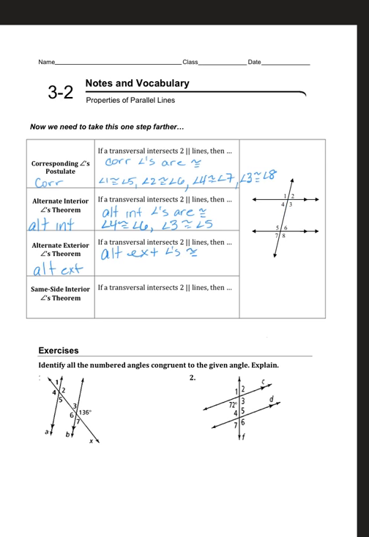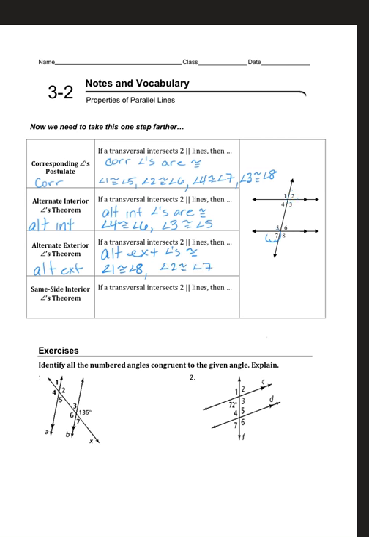All right, so alternate exterior angles, so that means it's going to be outside, so we're talking about above or below the 2 lines. So angle 1 is outside on the left, so angle 8 would be outside on the right, so angle 1 is congruent to angle 8. And then we're also looking at angle 2 is outside on the right, so that would go with angle 7, which is outside on the left. So angle 2 is congruent to angle 7.